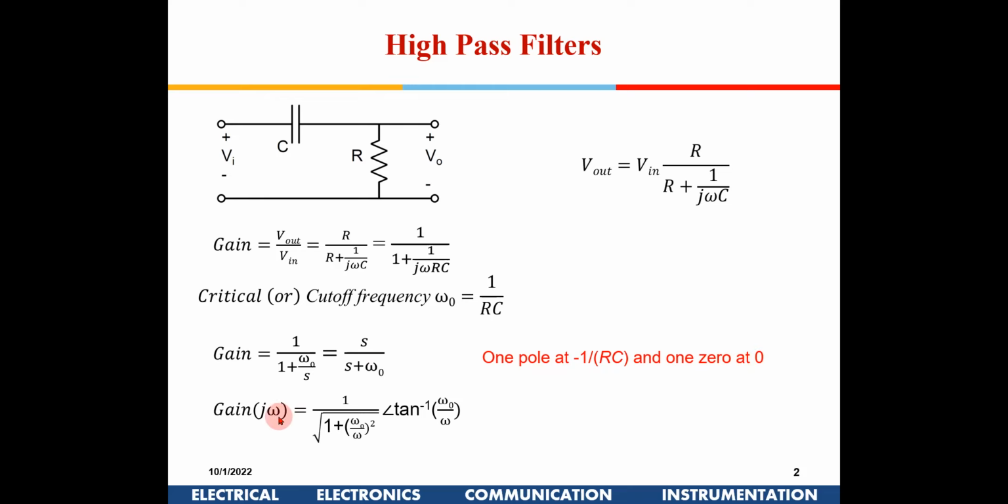Now if you consider just the magnitude of this, because j omega means there is a phase difference also, if I just take the magnitude, it will be 1 by root of 1 plus omega 0 by omega squared. This is the magnitude of the gain, and this is the phase. Because there is a capacitor, there will be a phase difference with respect to the input. So this is the gain formula: this is the magnitude, this is the phase.